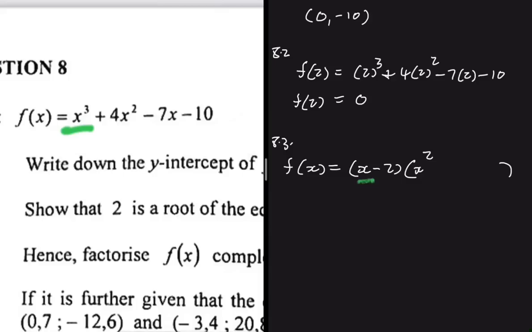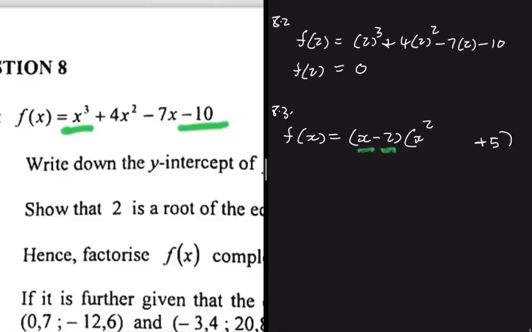Now let me show you something. Also, we have minus 2 here, and then in our function we have minus 10. So what do you need to multiply minus 2 with so that you can get minus 10? That is plus 5. So we have plus 5 right there. Right, now we just need the middle term of our quadratic function.